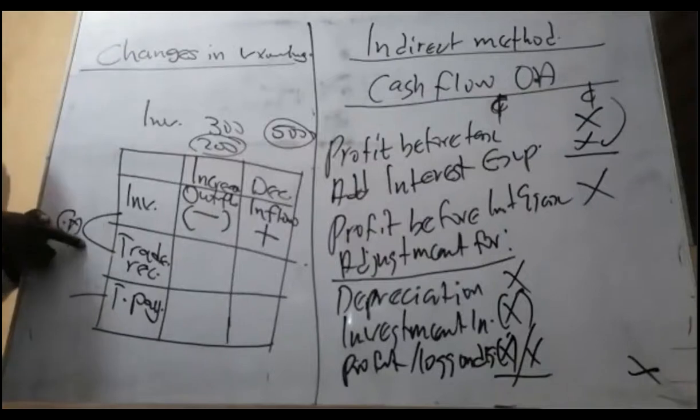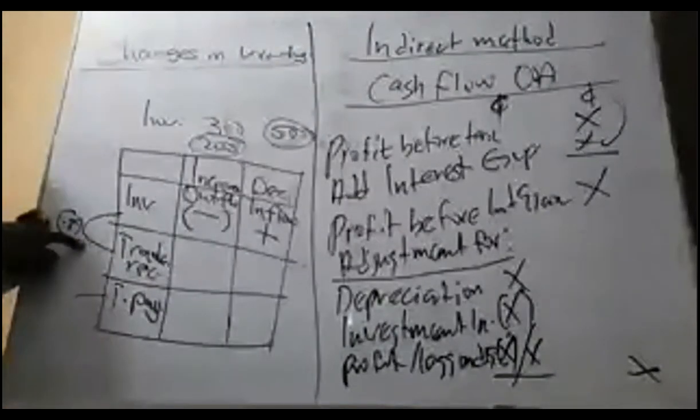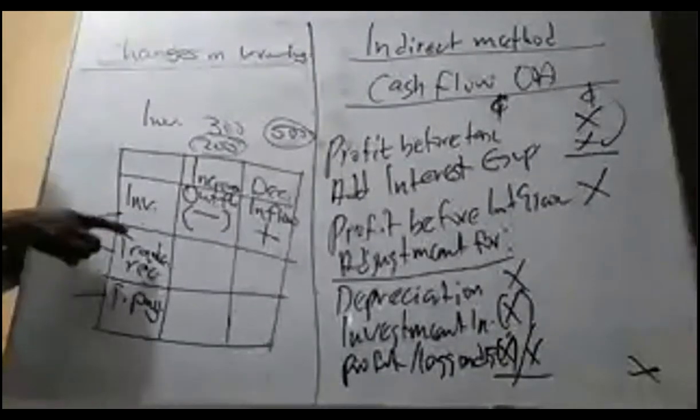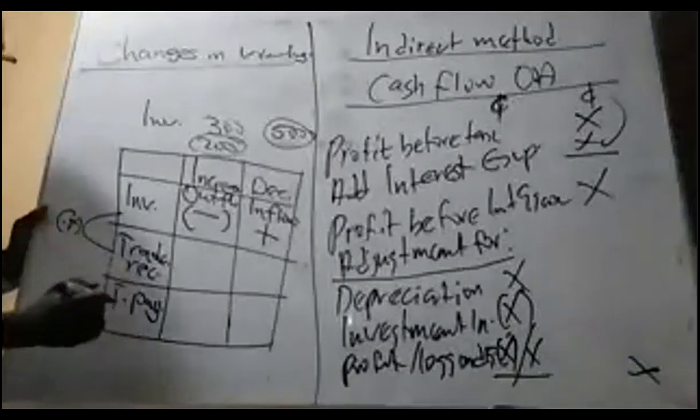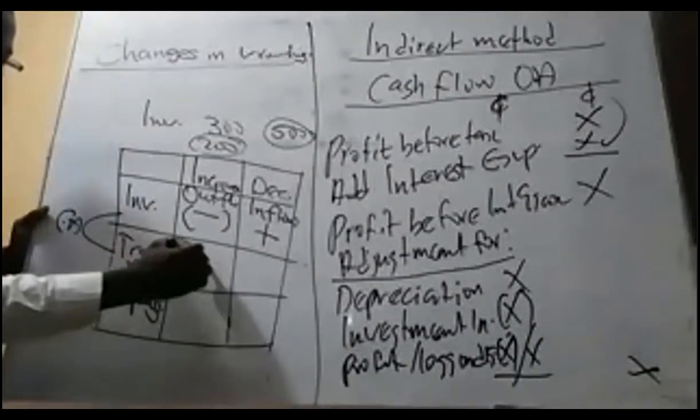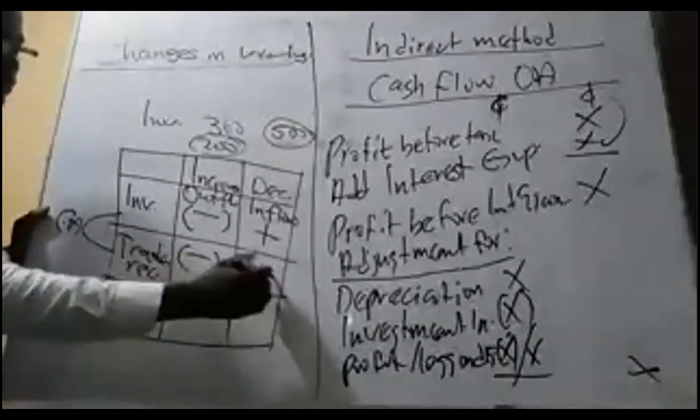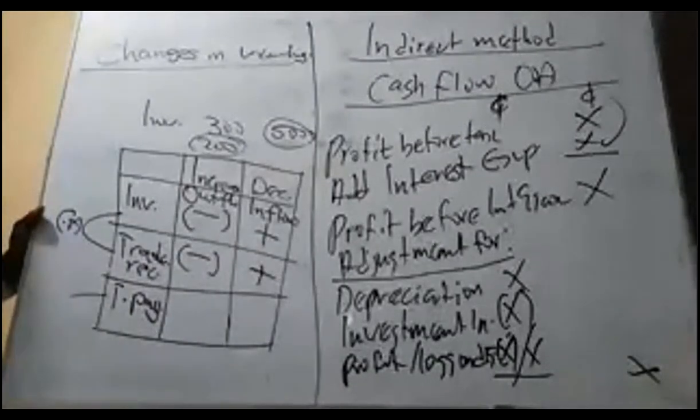Inventory and receivable, they are twins. All of them are current assets, right? So what is good for inventory is also good for trade receivable. They follow the same lane. So year two outflow, year two inflow. That's how we get it.